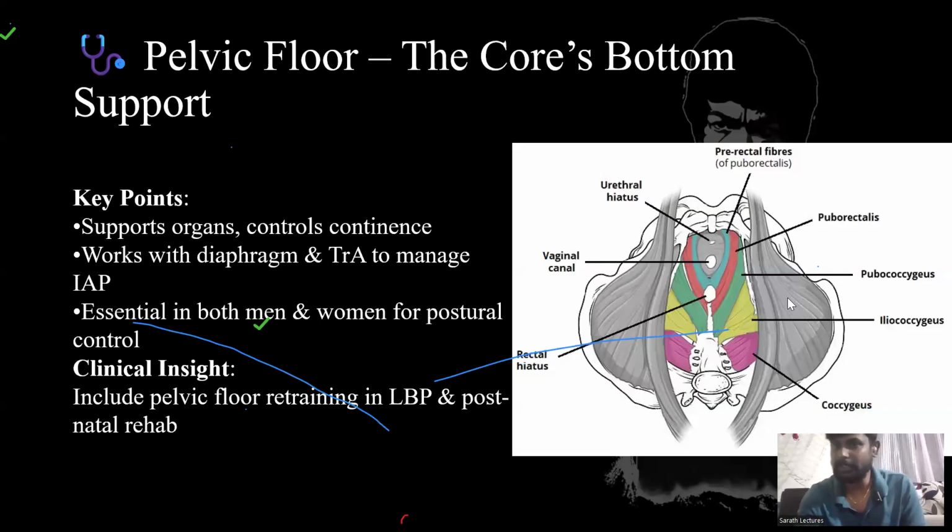So iliococcygeus is also part of the levator ani, along with pubococcygeus and puborectalis. Besides this closing function, it also works as a support for the pelvic organs. Support in the sense that it provides the base for the pelvic organs to sit on, and it will prevent the organs from sagging down. That's it. And the coccygeus is otherwise known as ischiococcygeus. That muscle is also part of the coccygeus group. The main function of the coccygeus muscle is also to support the pelvic organs. So these are all the functions of the pelvic floor muscles.